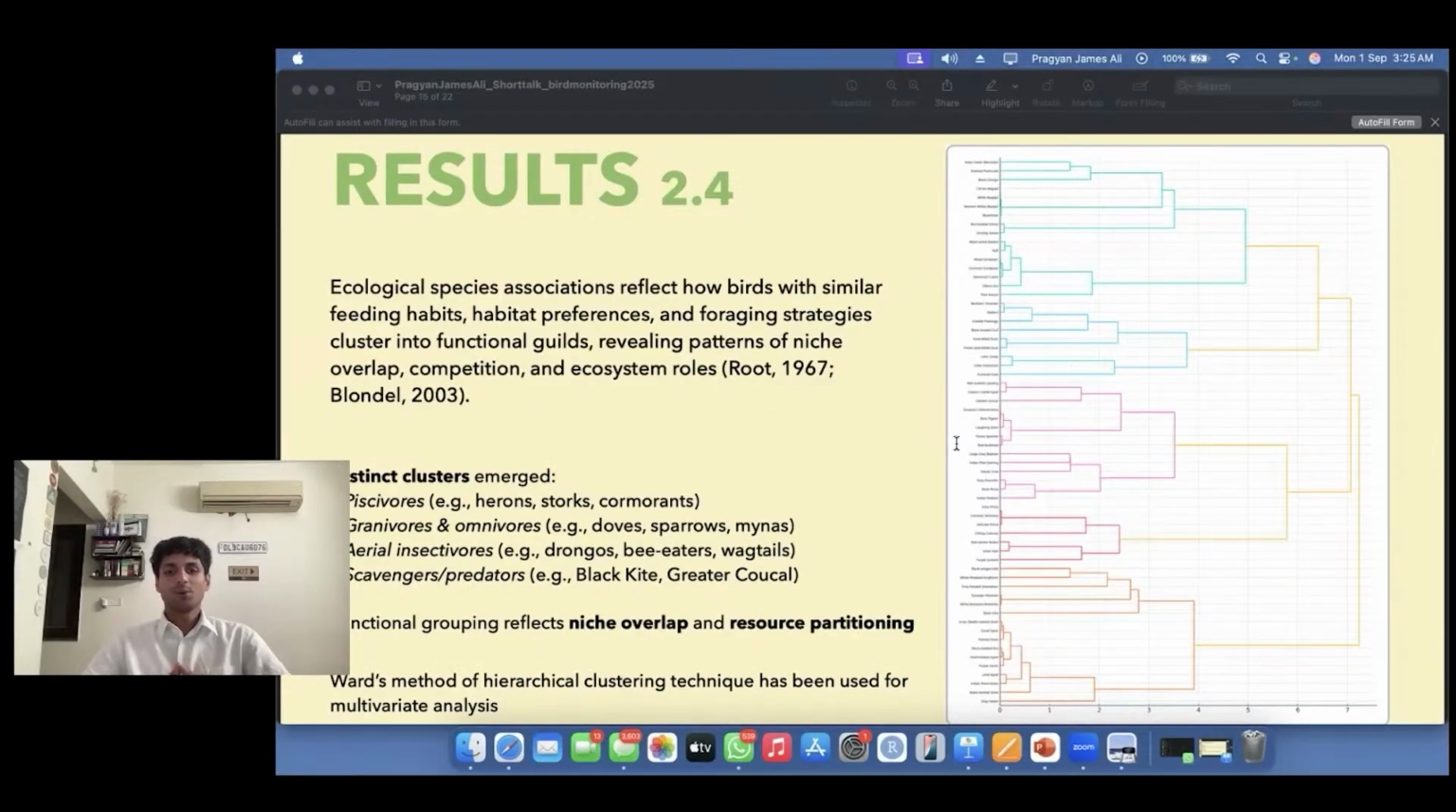After fiddling a little more with the abundance data, I made a cluster analysis for species associations using Ward's hierarchical clustering technique. This is a dendrogram of 62 bird species based on feeding guild, foraging habitat and technique, body size, and migratory status. We can distinctly see that clusters are emerging, such as piscivores, granivores, aerial insectivores, and scavengers. This functional grouping reflects overlapping of niche and resource partitioning.